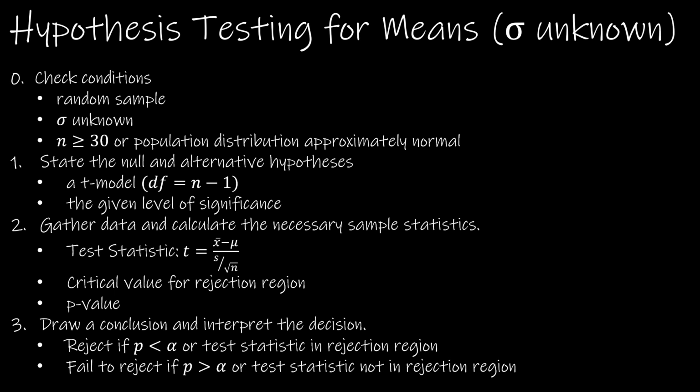Step one is a little bit different because sigma is unknown. Instead of using a normal model, we're going to use a t-model, and our t-model will have n-1 degrees of freedom. For step two, notice the test statistic is now a t-score rather than a z-score. It's the same function, however, except that sigma, which was known in our last video, is now replaced with the standard deviation of our sample, which we denote with S. Everything else is the same.